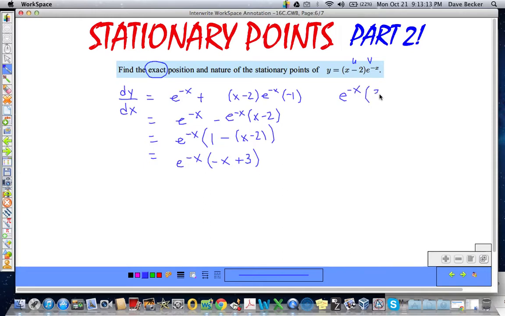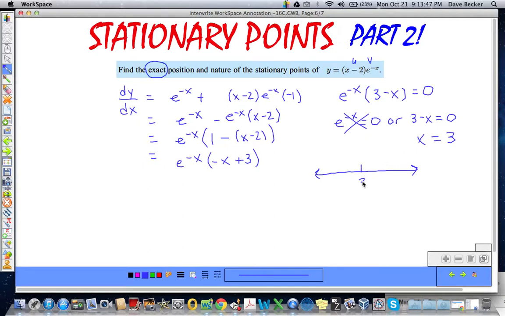Okay. So now we need to set that equal to 0, and by the null factor law, 3 minus x, we need to find out when that's equal to 0. So we're going to say e to the negative x equal to 0, or 3 minus x equal to 0. E to the negative x equal to 0 is impossible. There's no way we can get that equal to 0. So our only critical point is x equal to 3. And there's no restrictions on the domain, so the function is not undefined anywhere.